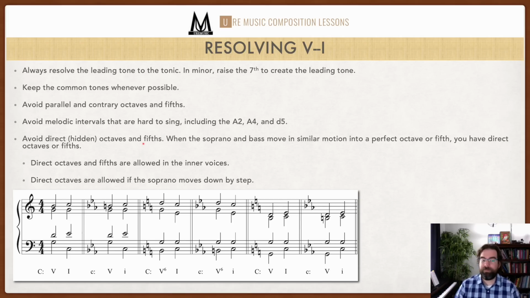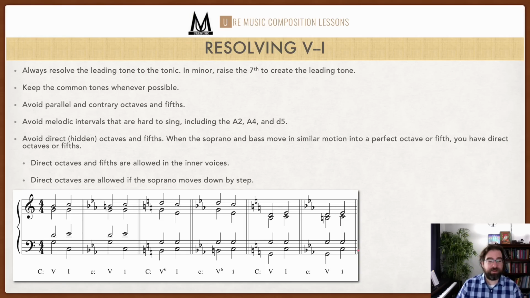So when the soprano and bass move in similar motion into a perfect octave or fifth, you could have direct octaves or fifths. Direct octaves and fifths are going to be allowed in the inner voices. So that's one way you can get away with them. And this is really a rule that specifically applies to 4-part counterpoint and 4-part harmony. And direct octaves are allowed if the soprano moves down by step. So that's another way you can get away with direct octaves.